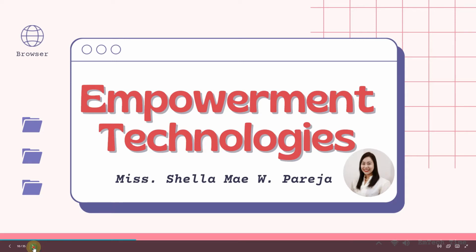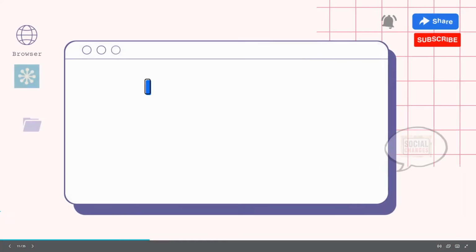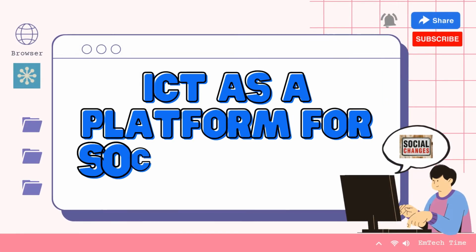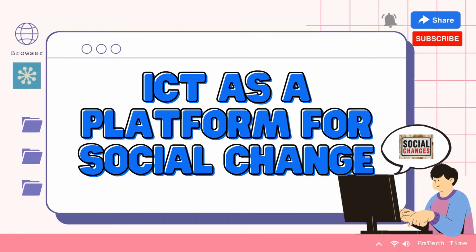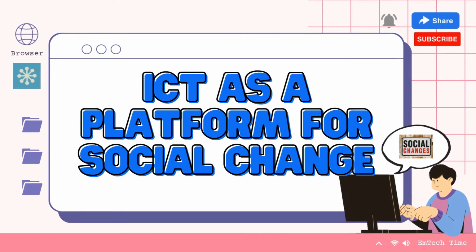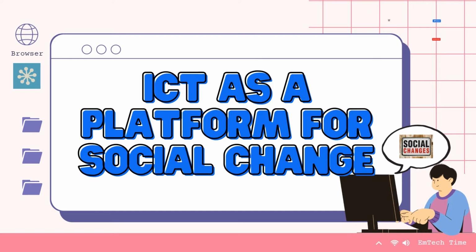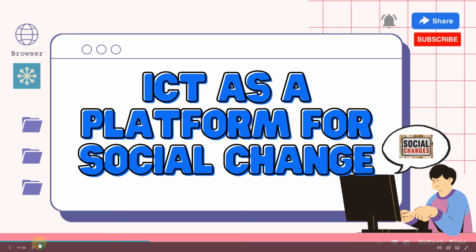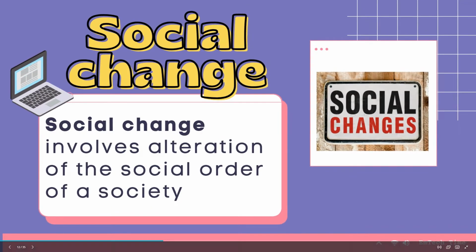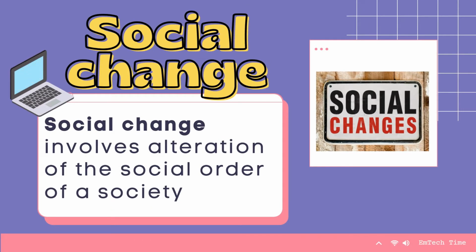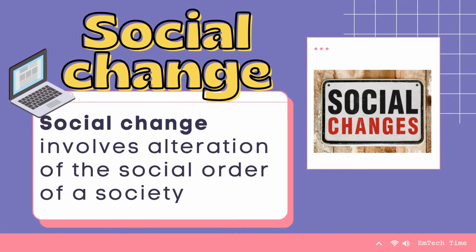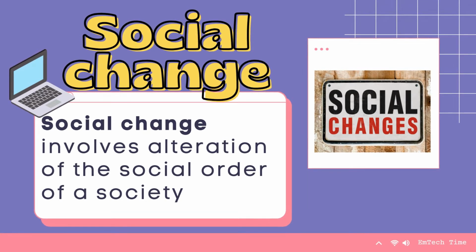For this week, let's talk about ICT as a platform for social change. Again, we are now on our week 6 topic for Empowerment Technologies. Social change involves alteration of the social order of society. It may include changes in social institutions, social behaviors, or social relations.